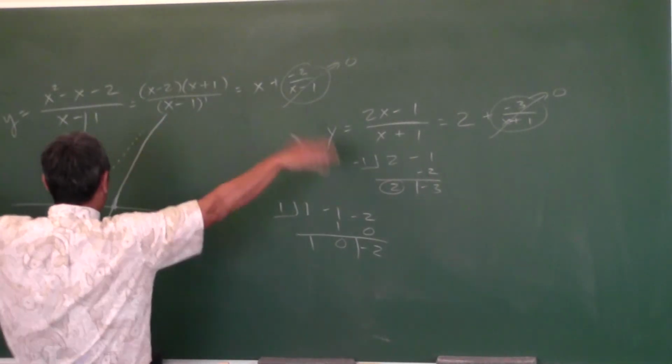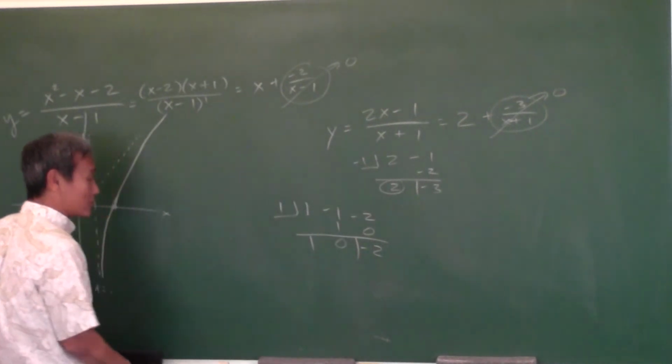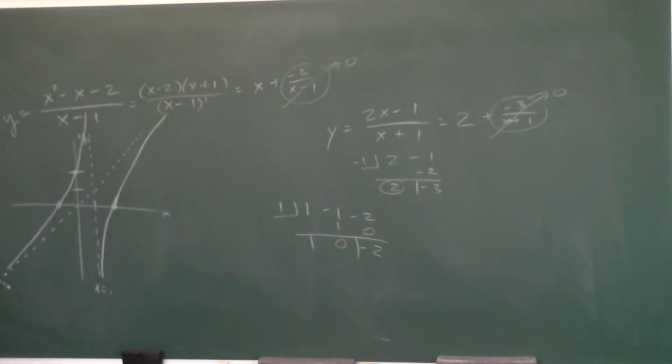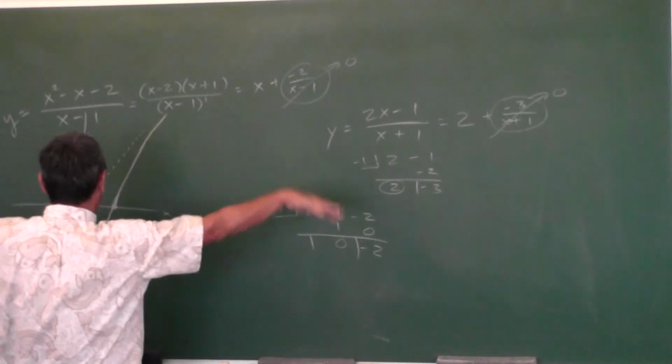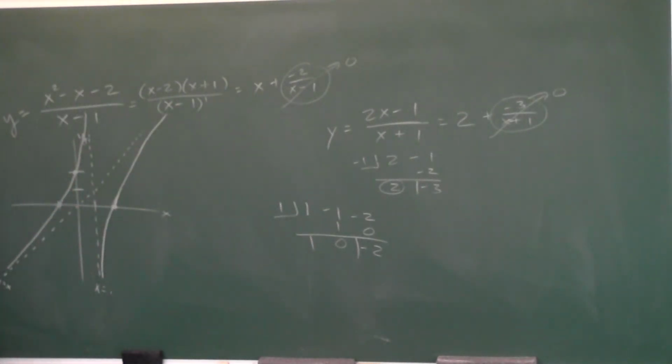As the graph goes out to the left and the right, it has to get closer and closer to the y equals x asymptote. Same thing, except it's just not horizontal, it's slanted. So as the graph goes out here, it gets closer and closer to the slant asymptote.